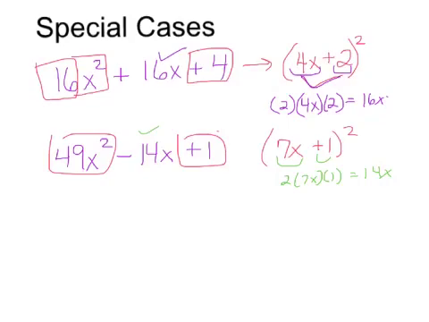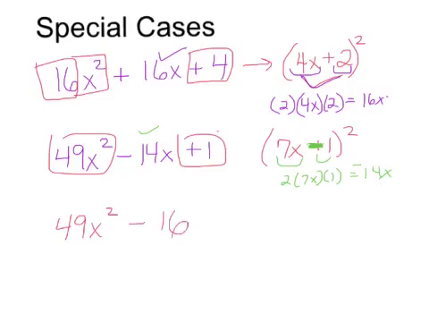The only thing I messed up on was that here should be a negative sign, of course, to get that negative 14x. So that works out. Last case, what happens if I gave you 49x squared minus 16?